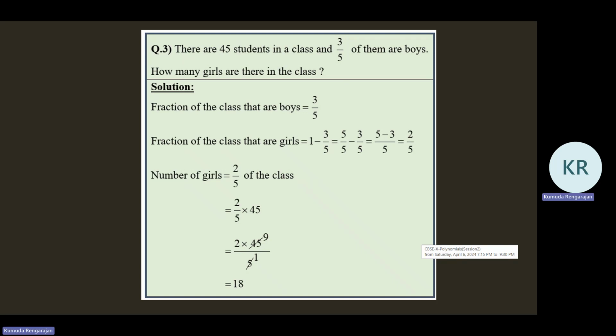So fraction of the class that are boys. 3/5. Fraction of the class that are girls, 2/5. So number of girls will be 2/5 of the class. Correct?